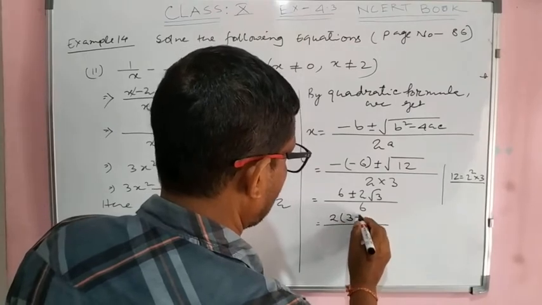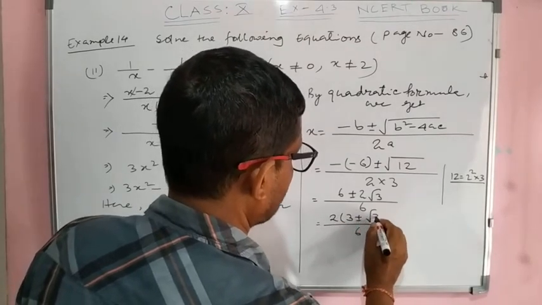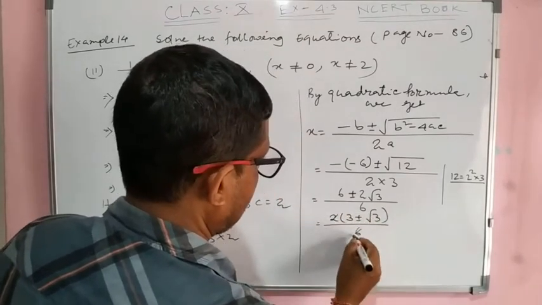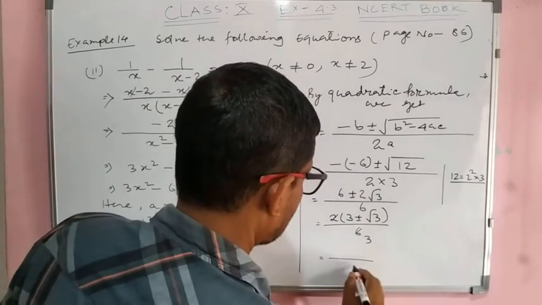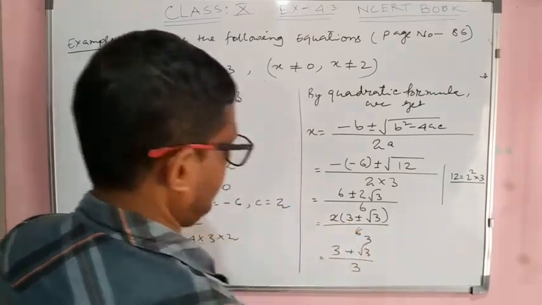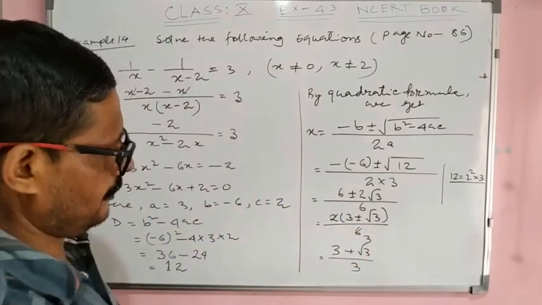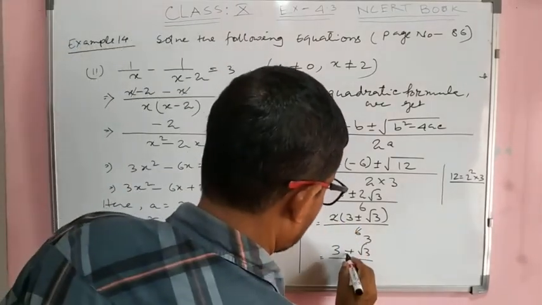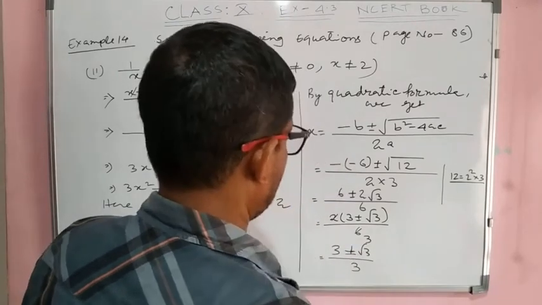If we take 2 common, it will be 3 plus minus root 3. This 2 cancels, so it will be 3 plus minus root 3.